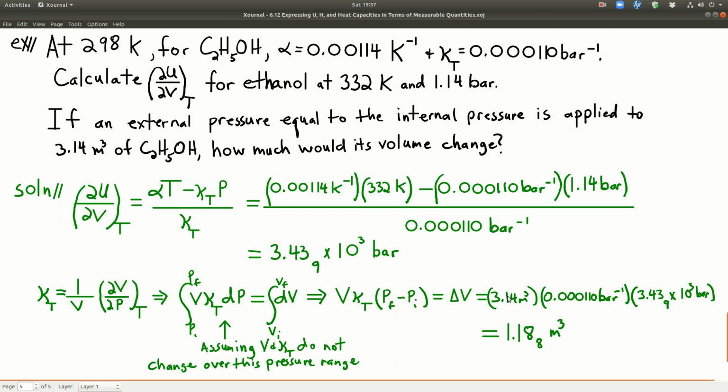So we just plug in the numbers and we get that the delta V, the change, is about 1.19 cubic meters, which is really close to half of what it started out as. What did it start out as? 3.14. So that's more than a third. All right, so there we go.